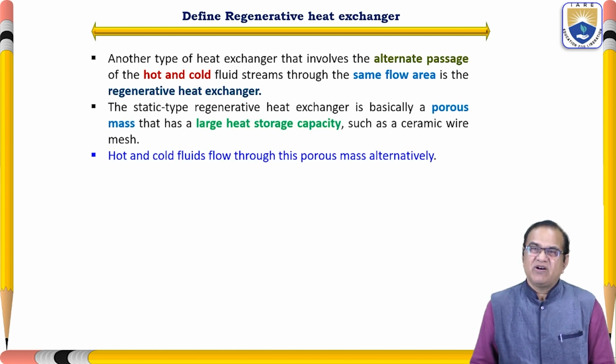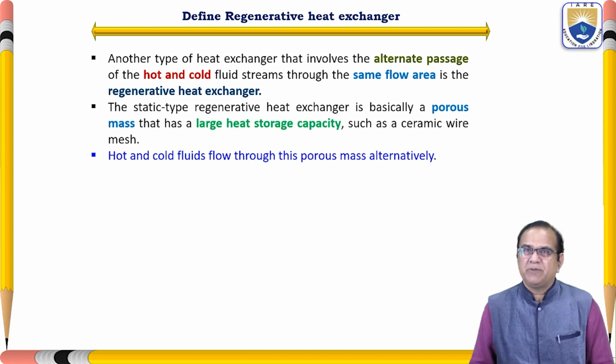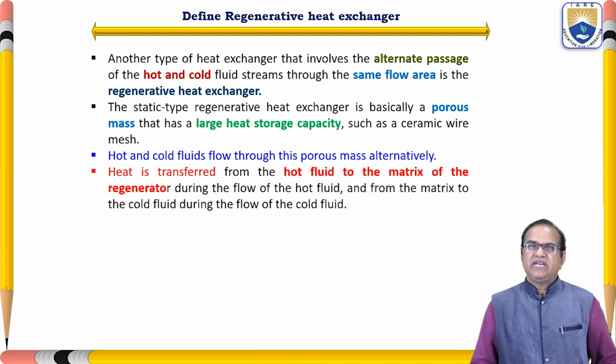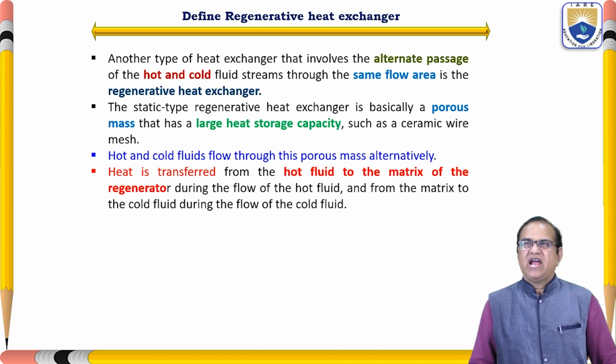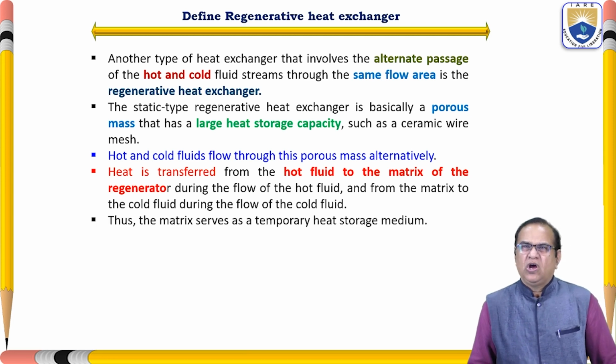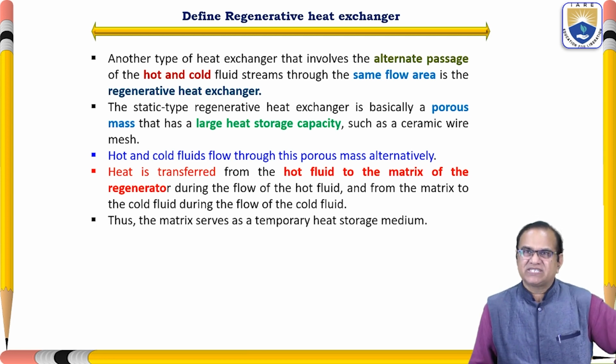The static type of regenerative heat exchanger is basically a porous mass that has a large heat storage capacity, such as a ceramic wire mesh. Hot and cold fluids flow through this porous mass alternately. Heat is transferred from the hot fluid to the matrix of the regenerator during the flow of the hot fluid, and from the matrix to the cold fluid during the flow of the cold fluid. Thus, the matrix serves as a temporary heat storage medium.